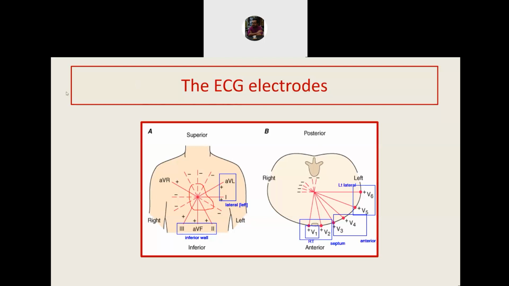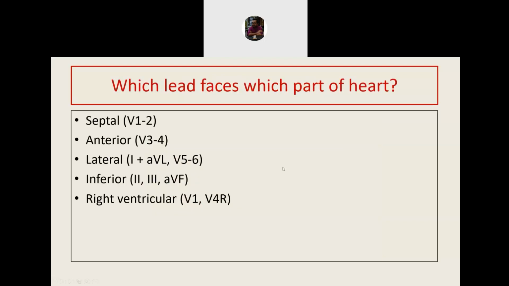So we can summarize this by saying that the septal leads are V1, V2, anterior leads are V3, V4, the left lateral surface can be seen by lead 1 and AVL, also by V5 and V6. Inferior wall can be seen by lead 2, 3 and AVF, right ventricle by V1. Right at this point, you don't have to bother about the V4R. So V1 is the right ventricular lead. This is a very easy way of understanding the direction of the lead without memorizing it. You simply draw a heart at the middle of the Cartesian system and you will easily understand which lead is looking in which direction.